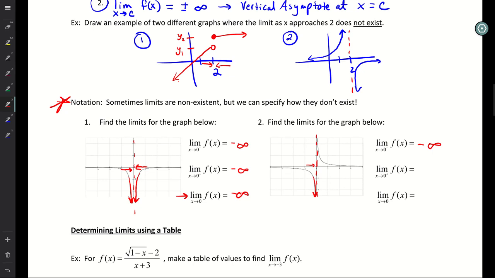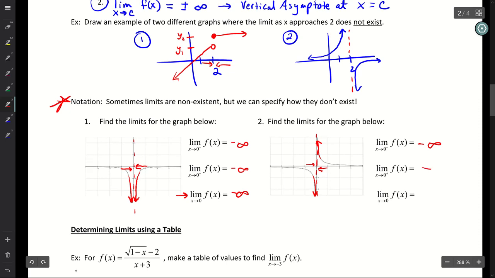All right, now, as I approach 0 from the right-hand side, my function is going up without bound, so it would be positive infinity. Now, do these two things match? They don't match. So if these two things don't match, then you're always going to tell me that the overall limit does not exist.